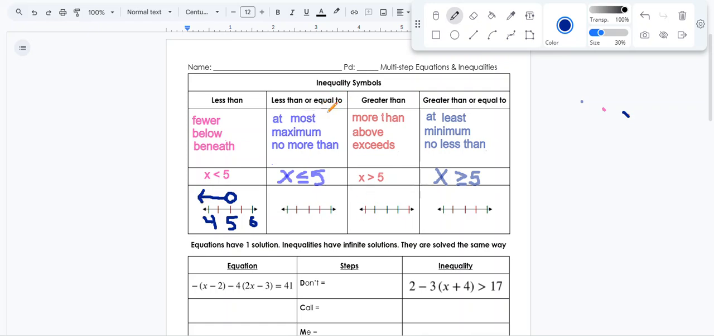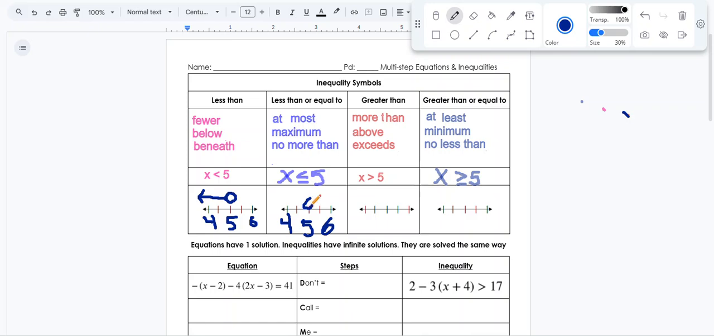Less than or equal to, some words you might hear are at most, maximum, and no more than. Right? So this is telling you that 5 is the biggest it can be. It can equal 5, but it can't be bigger than 5. So if I was going to do this one on a number line, now 5 can be part of the solution. So I would put the same numbers like this.